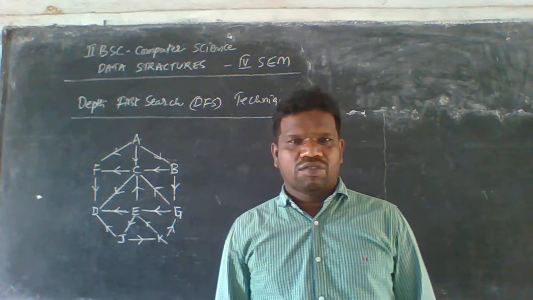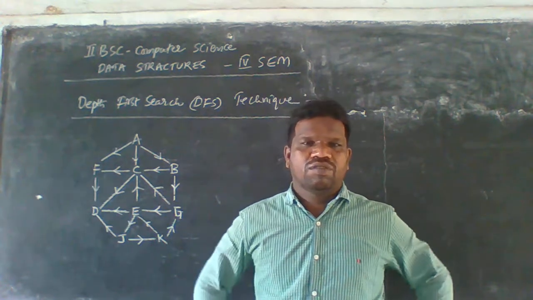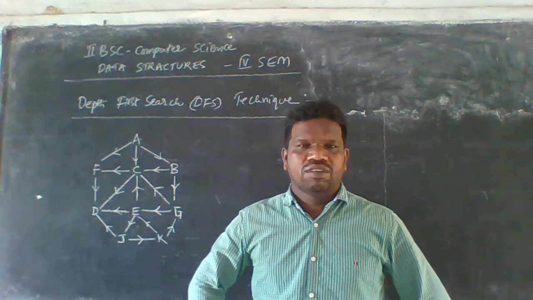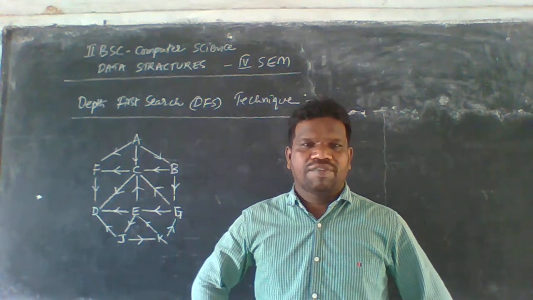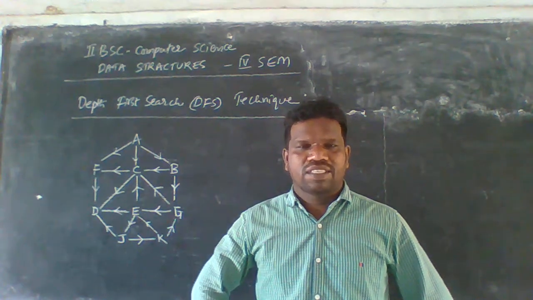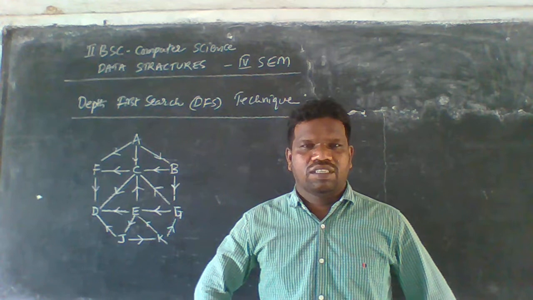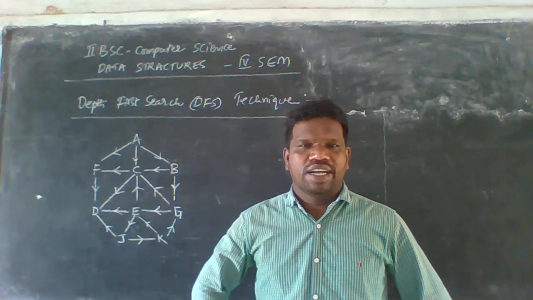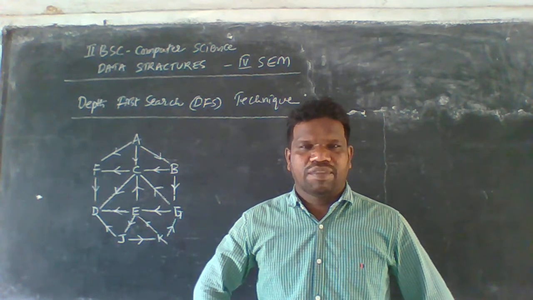traversal. In graph traversal, there are two types of graph traversal available here. The first one is called BFS, breadth first search, and the second one is called DFS, that is called depth first search.